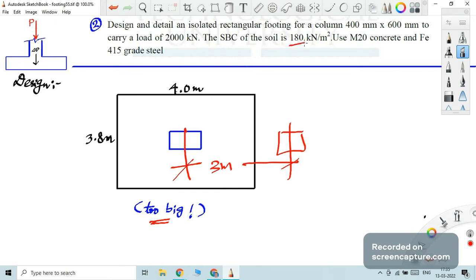Here the big size is due to low bearing capacity. SBC is very low. So in such cases, you cannot go for an isolated rectangular footing. In that case, you need to go for a raft footing. Anyway, that design we don't study. So we assume that columns are spaced at higher dimensions, so this rectangular isolated footing design is practically feasible. Let us assume and proceed.